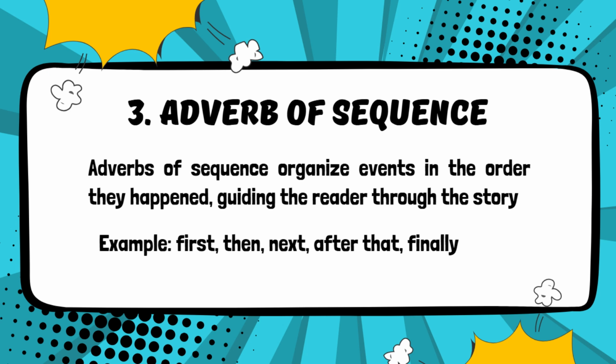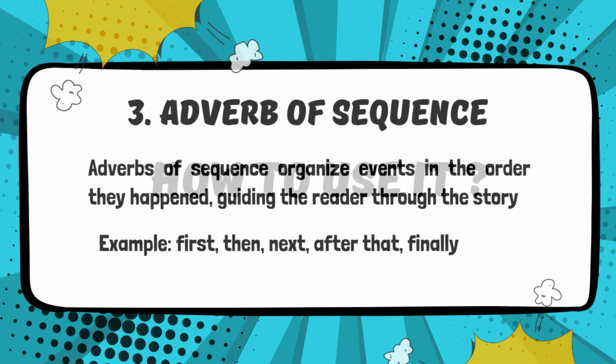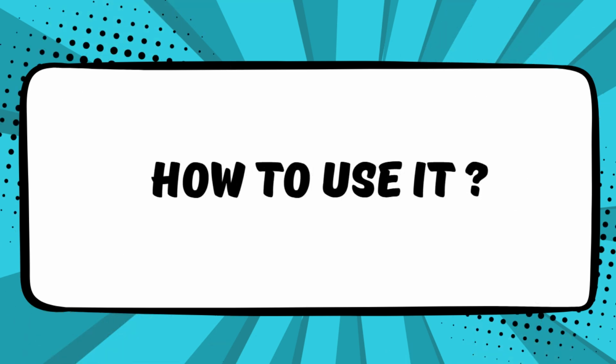Okay, the last language feature is adverb of sequence. Adverb of sequence is the adverb used to organize events in the order they happen, guiding the reader through the story. For example, first, then, next, after that, and finally. So, we already know about adverb of sequence.